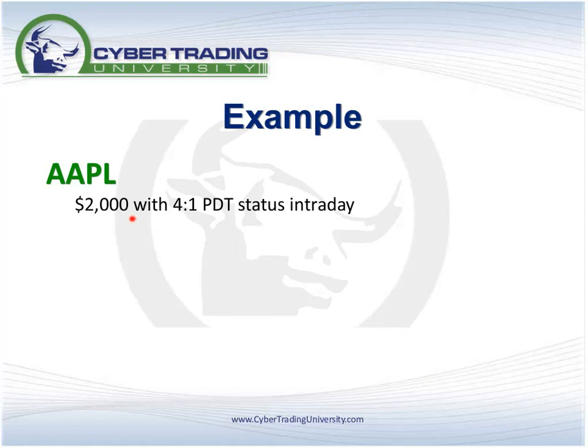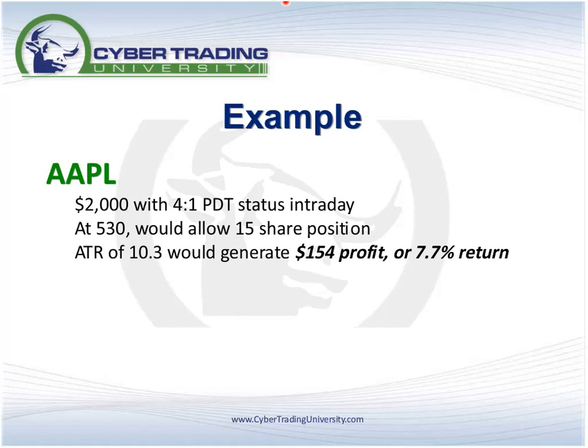So let's say we took that same $2,000 in trading capital, and let's even say it was just a portion of a larger account. So we've got our $25,000 account, we've got our pattern day trader status, so we can actually get 4-to-1 leverage on that $2,000. So that gives us $8,000 in buying power. And let's say Apple's trading, and I think it is right now, around 530. That would allow us to buy 15 shares of Apple with our $2,000 trading capital, maximum leverage.